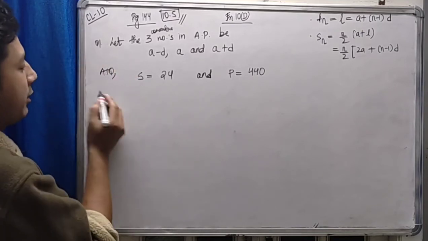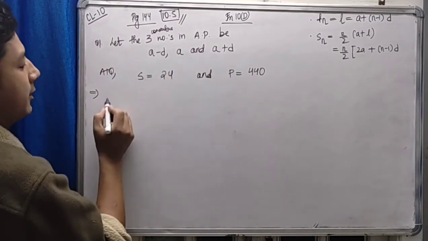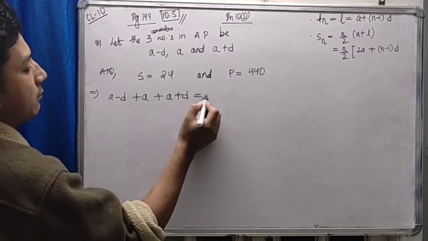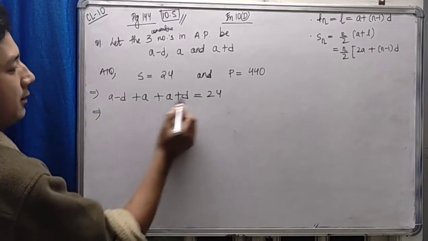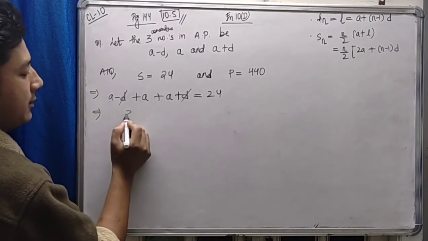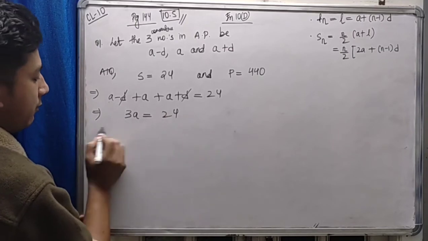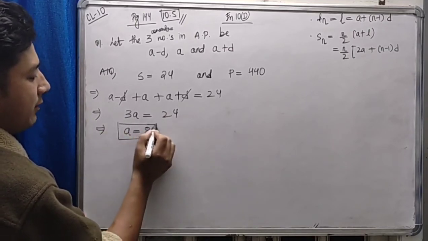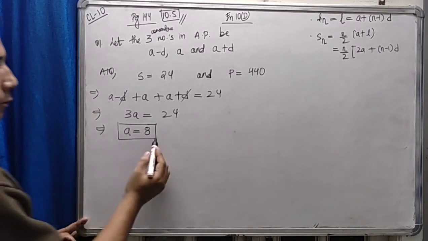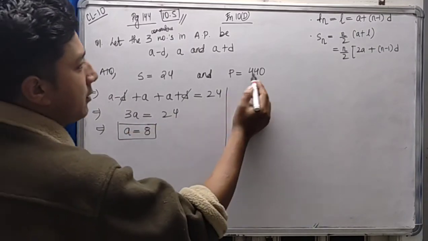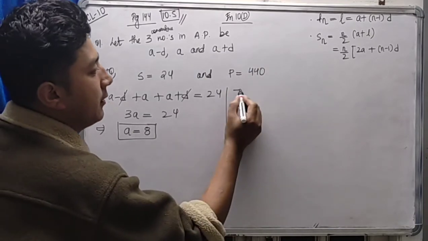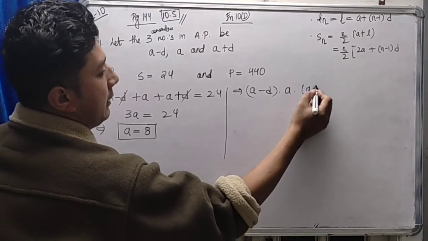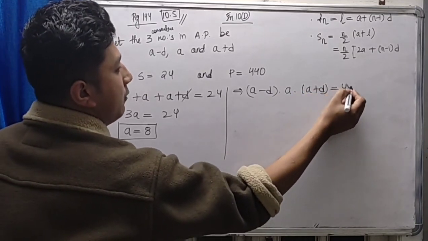So sum equals to 24 means addition of these three, A minus D plus A plus D is equals to 24. So which means D gets cancelled out. So therefore this is 3A is equals to 24, which will give me the value for A as 8. So we know A equals to 8. Also we know the product of these three numbers equals to 440. So product means to multiply A minus D into A plus D is equals to 440.